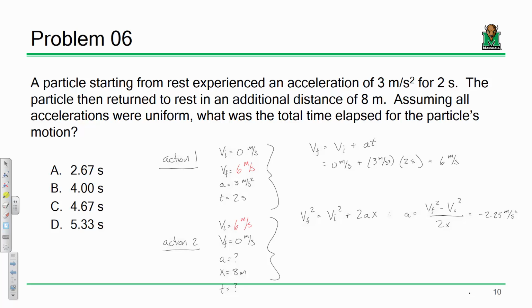So if I have now the acceleration at negative 2.25 meters per second squared, maybe I can break out that original formula that the final velocity equals the initial velocity plus at, and I can say that the time elapsed is the final velocity minus the initial velocity, all divided by the acceleration, which is what? Remember, one check is that your time usually has got to be positive.